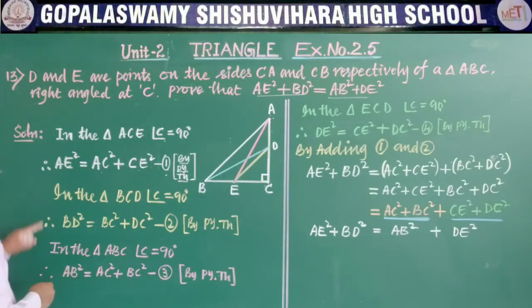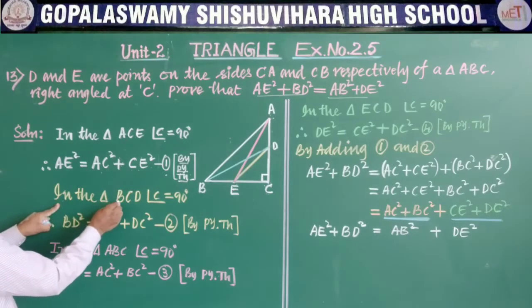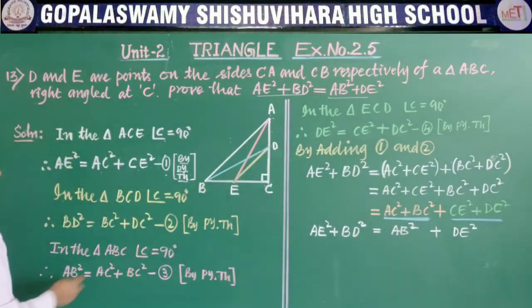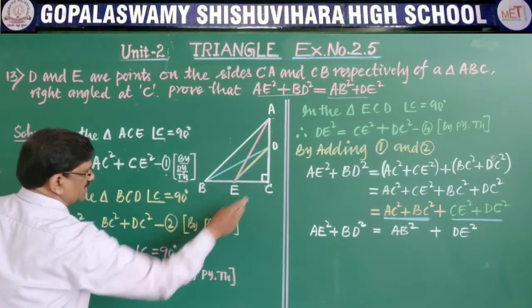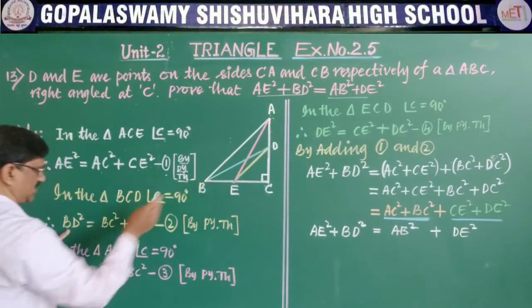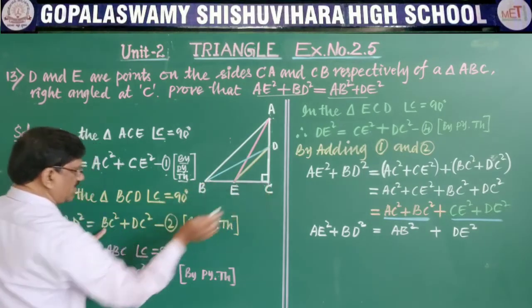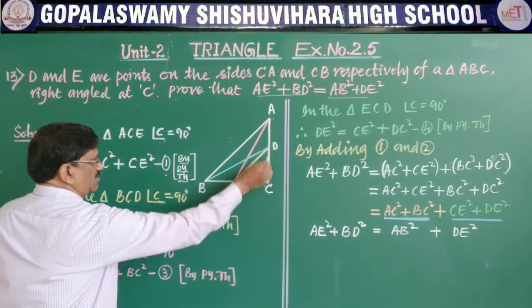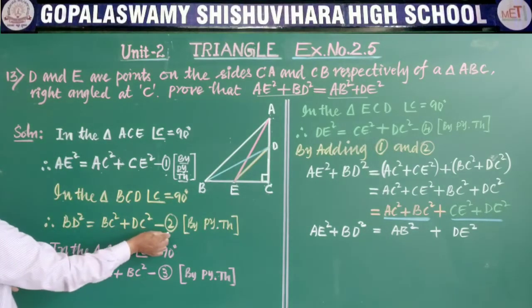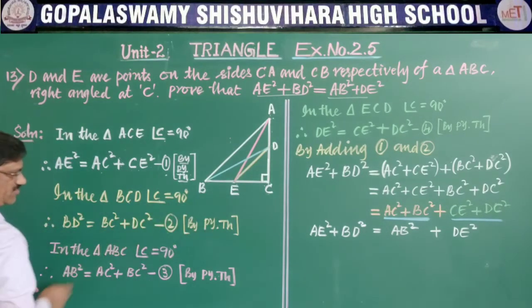Now I am taking the next triangle, that is, the triangle BCD. In the triangle BCD, once again C is the right angle vertex. So by applying Pythagoras theorem, we get BD square is equal to BC square plus CD square. This is equation 2, by Pythagoras theorem once again.